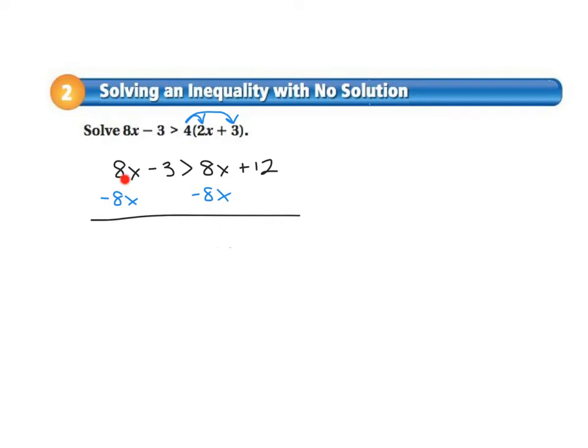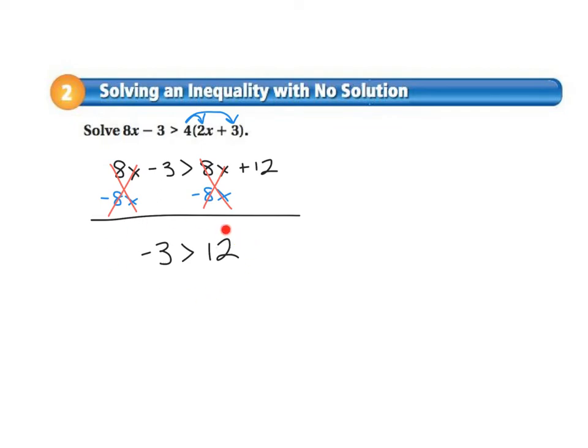Now, if I have 8 x's and I take away all 8, that leaves me with 0 x's. And then on the right, same thing. I'm left with 0 x's here. So what I have left is -3 is greater than 12. So you can see this is what it looks like when your variables disappear.